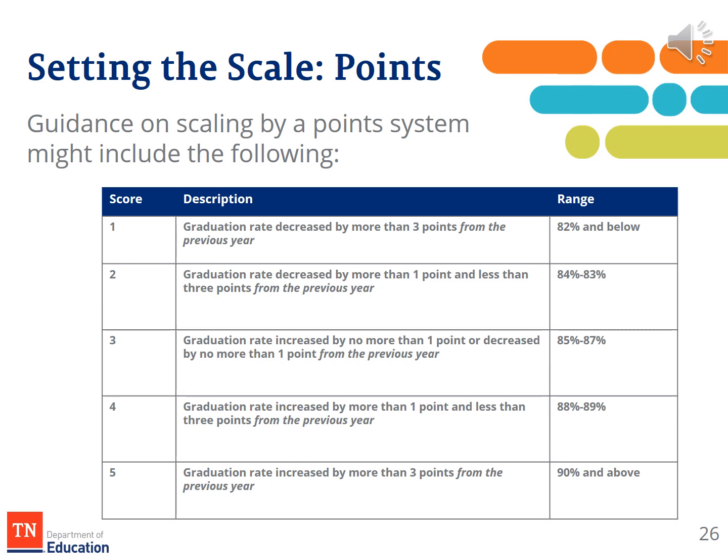Again, starting with level 3, the range for expectations is based on prior performance. Therefore, level 3 is 85 to 87%. Level 2 is 84 to 83%, and level 1 is 82% and below. Level 4 then scales up to 88 to 89%, and level 5 is defined as 90% and above.